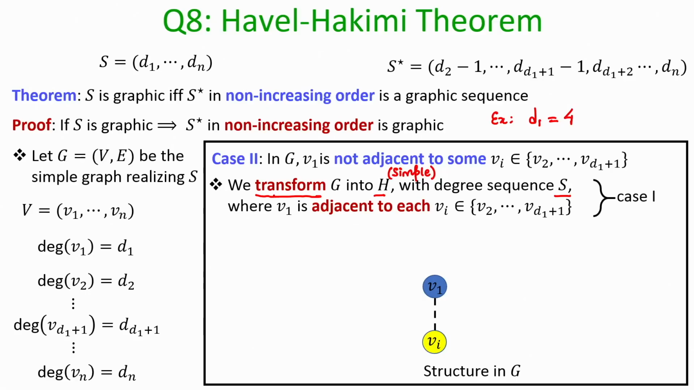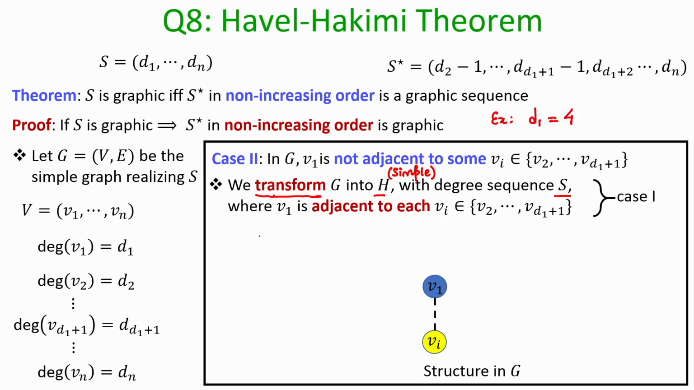So, G was simple, the transformed graph H also will be simple. G had n nodes, the transformed graph H also will have n nodes. The number of edges in G will be the same as the number of edges in H. G realized the degree sequences, and the transformed graph H also will realize the same degree sequences, but H will now have a characteristic which was not there in the graph G.